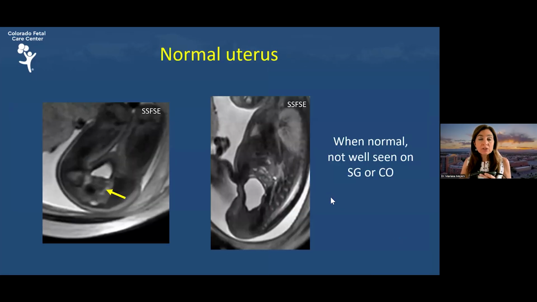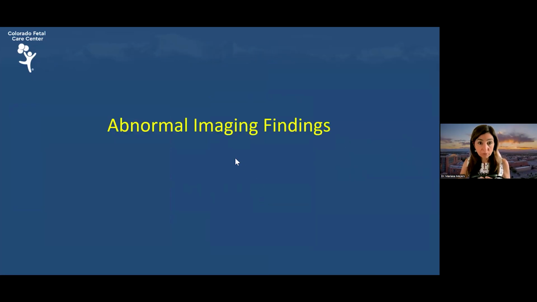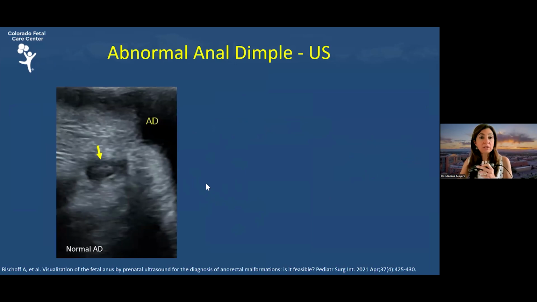The uterus is hard to see unless it's fluid filled, and in most cases it's not. So it's really hard to see. In the axial view, you have the fluid, the bladder, the uterus behind, and the rectum, so you can see 3 circles. And the older the fetus, the better you're going to see it. In the sagittal view, you're not going to see it, neither in the coronal, unless it's abnormal. All right, so let me show you a couple of abnormal findings.